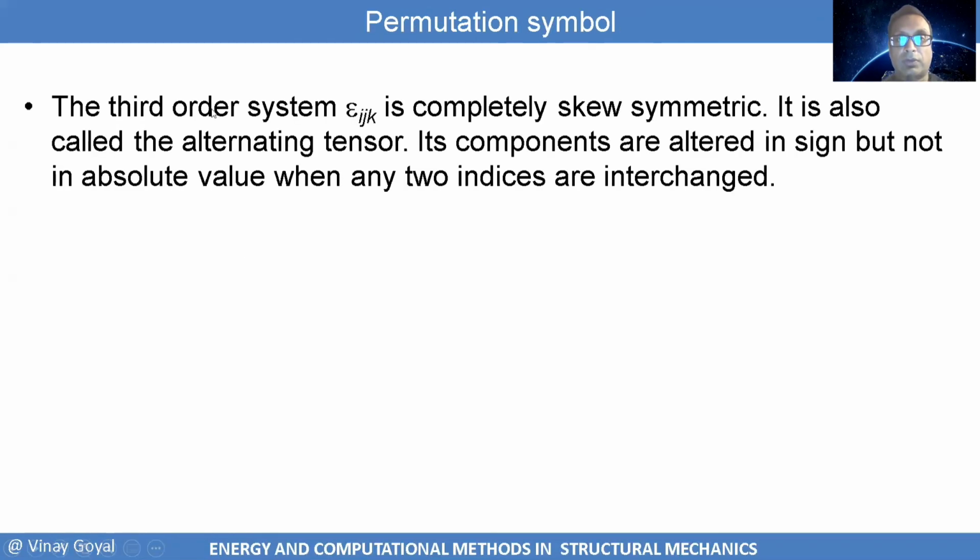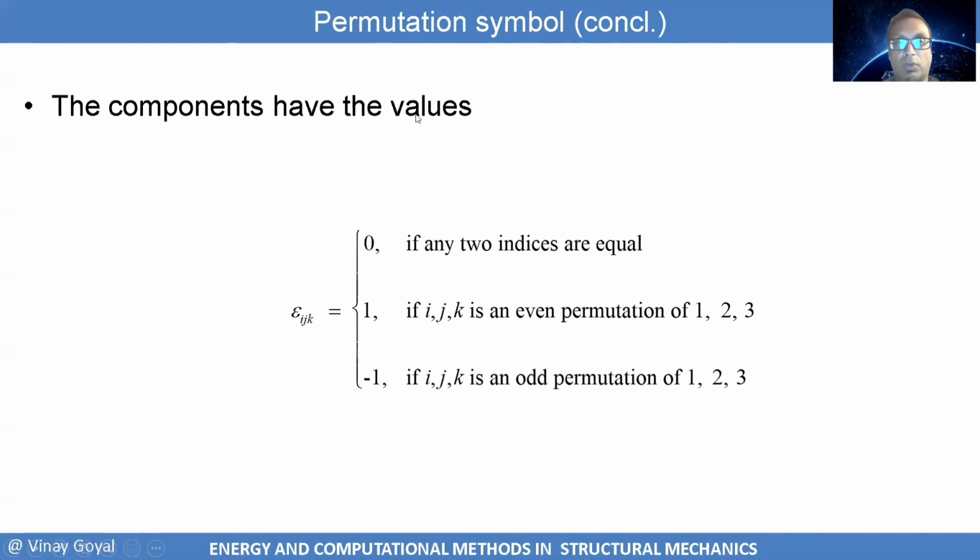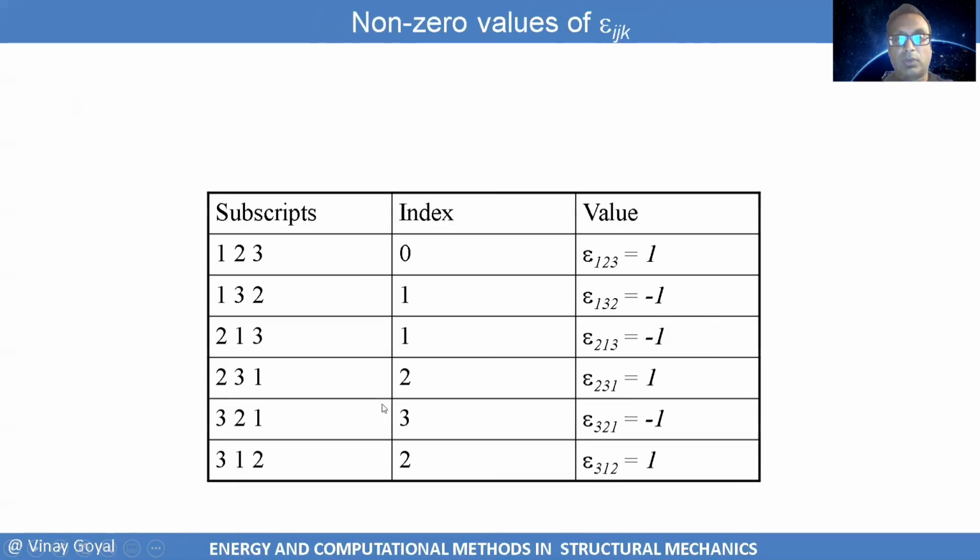Permutation symbol. The third order system epsilon ijk is completely skew symmetric. It is also called the alternating tensor, and its components are altered in sign but not in absolute value when any two indices are interchanged. So the components have values like this. Epsilon ijk equals 0 if any two indices are the same. If ijk is an even permutation of 1, 2, and 3, then the value is 1. If ijk is an odd permutation of 1, 2, and 3, then I get minus 1. And what that looks like is this.